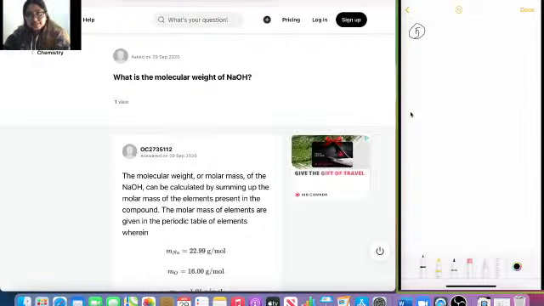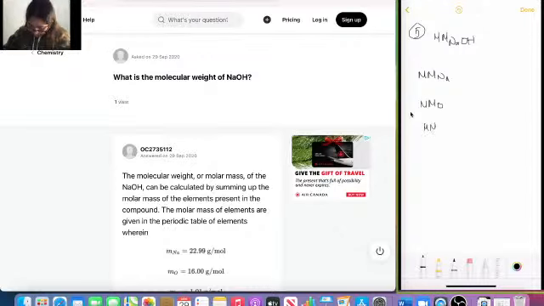Next question. What is the molecular weight of NaOH? So we're trying to find the molar mass of sodium hydroxide here. Let's first break this down into individual elements. We have 3 here: oxygen, hydrogen, and sodium.